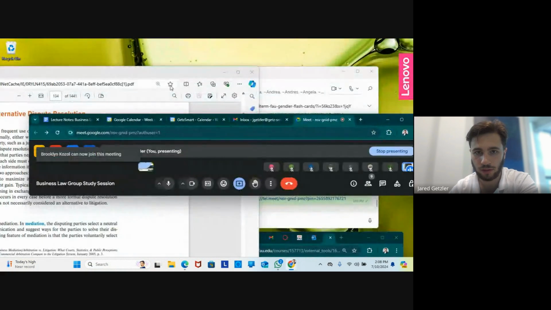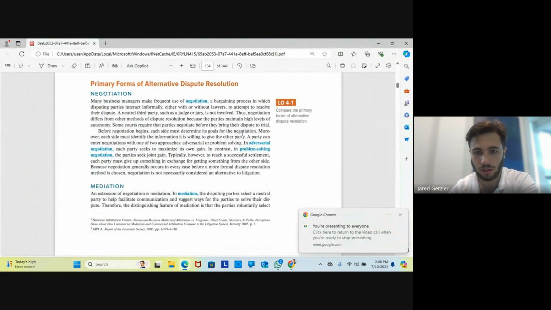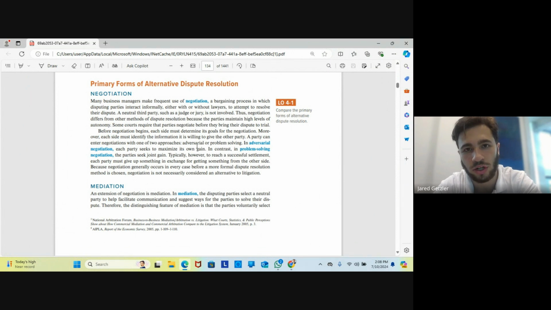Okay, perfect. And so in negotiation, we typically have two types of negotiation. In adversarial, think of this as adversity. It means that it's something hard. It means that two parties don't necessarily agree with one another. So in adversarial negotiation, the two parties don't care about each other. They're just trying to get the most out of it for themselves. So what some companies will do is there's also going to be problem-solving negotiations.